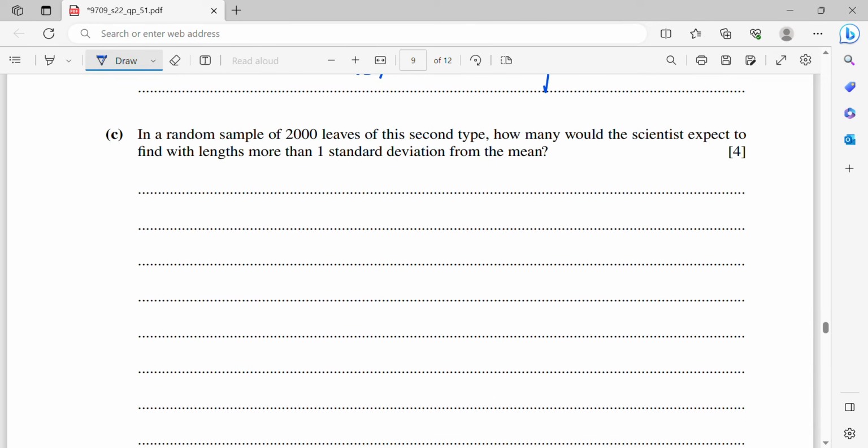Okay, now see. In a random sample of 2,000 leaves of this second type, how many would the scientists expect to find the lengths more than 1 standard deviation from the mean? Okay, now let's say for example, this is the diagram. Here is the mean. This is 1 standard deviation. Here is 1 standard deviation.